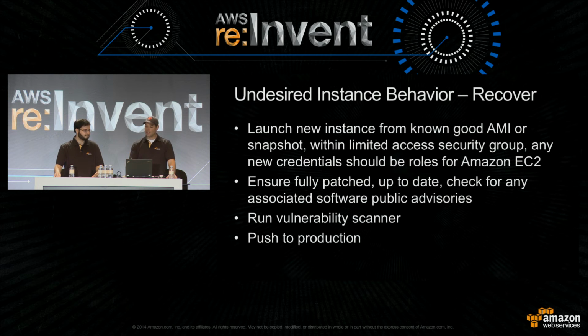So let's talk about recovering. When we're trying to recover from this type of concern, we want to launch a new EC2 instance, but we don't want to place it back where that previous instance was just yet. We actually want to launch it from a known good Amazon machine image or a snapshot. We want that to be within a limited access security group at this point. We're not going to put it back into production just yet. And any new credentials that we're going to provision for this new EC2 instance should be roles. And why should we be using roles at this point? So you're already in the scenario where you have reason to believe that credentials that were on the instance may no longer be trusted.